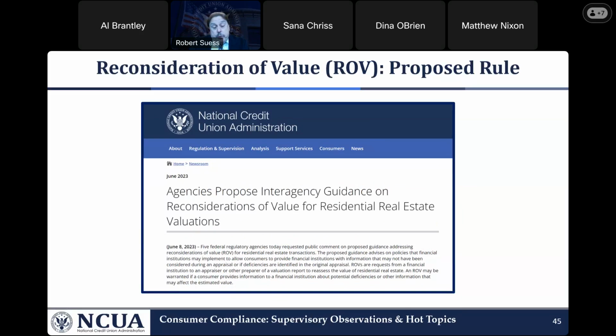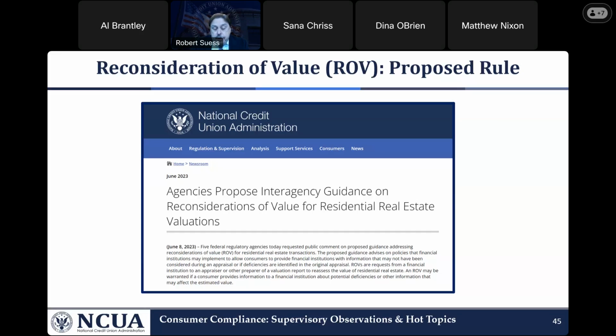June 8th, 2023, 5 regulatory agencies, including NCUA, issued proposed guidance for reconsideration of value for residential real estate valuations. An ROV is a request from a financial institution to the appraiser or other preparer of the valuation report to reassess the report based on potential deficiencies or other information that may affect the value consideration. The proposed guidance shows how ROVs intersect with appraisal independence requirements and compliance with applicable laws and regulations.